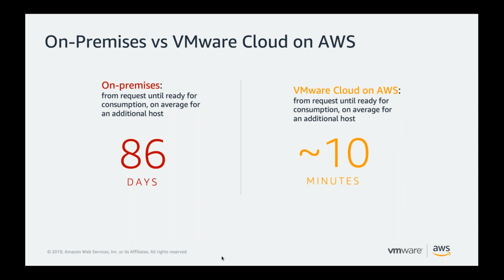As far as on-premises versus VMware Cloud on AWS, in your on-premises environment, from the request until ready for consumption, an additional host on average takes roughly about 86 days. With VMware Cloud on AWS, from request until ready for consumption, an additional host on average takes give or take less than 10 minutes.